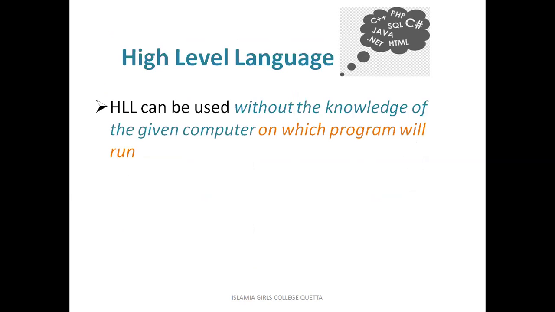Now another point is that the high level language can be used without knowledge of the given computer on which the program will run. If you remember, when we studied the assembly language, we saw that to write code in assembly language, you need to have comprehensive and detailed information about the computer for which you are writing the code. But this is not the case in the high level language, and you can write the code even without any knowledge about the computer.